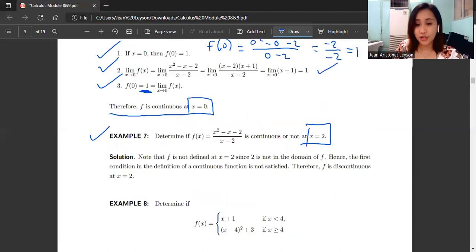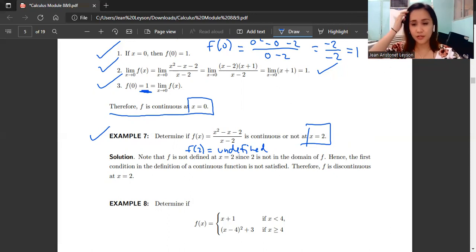Why? For the first condition, f of c. So if we have f of 2 right there, if we substitute 2 to our denominator, that's 2 minus 2, and that's 0. And again, whenever the denominator is 0, meaning the function is undefined, meaning f of c does not exist. So therefore, from the first condition being not met, the function is discontinuous at this certain point, x is equal to 2.